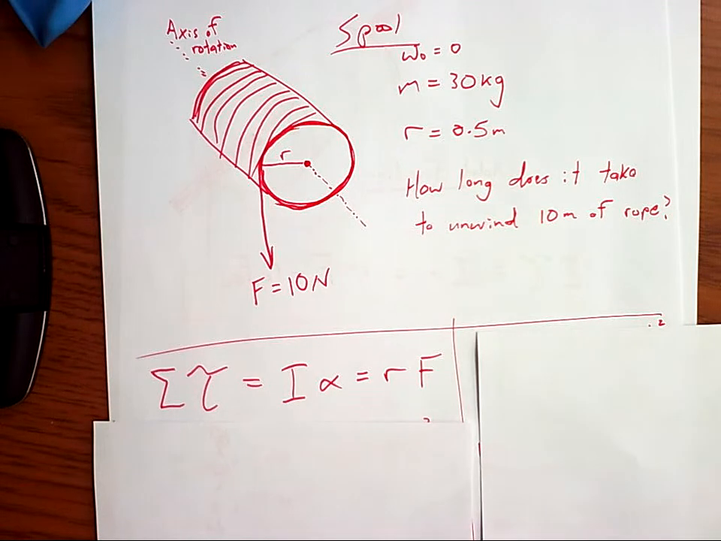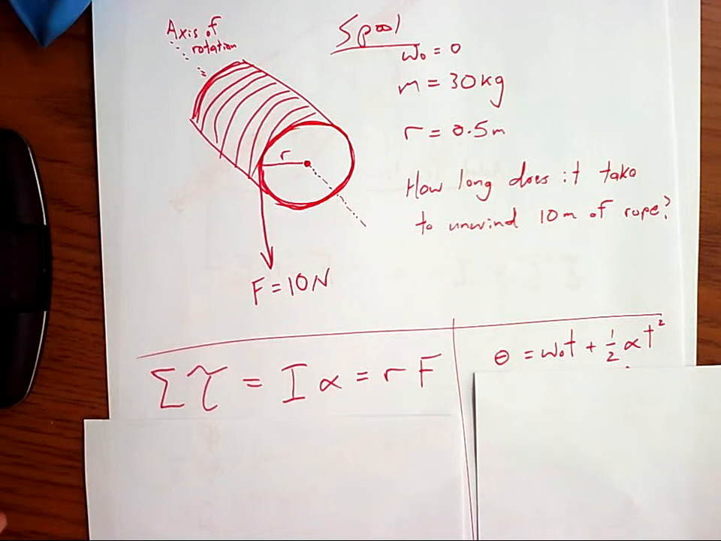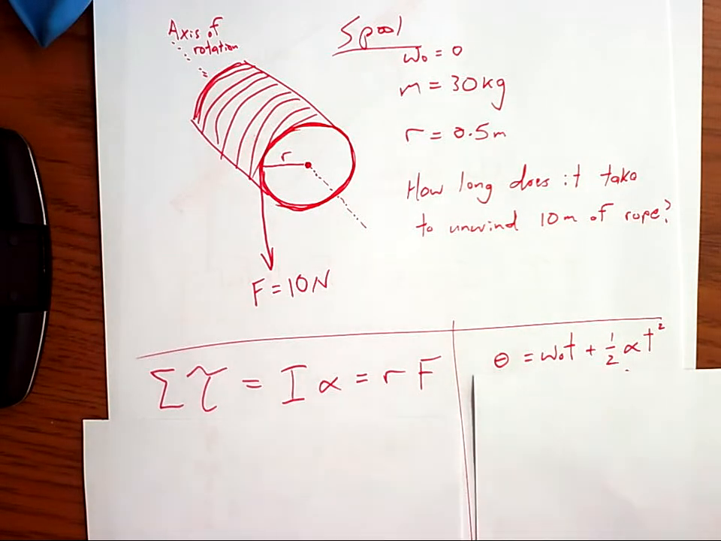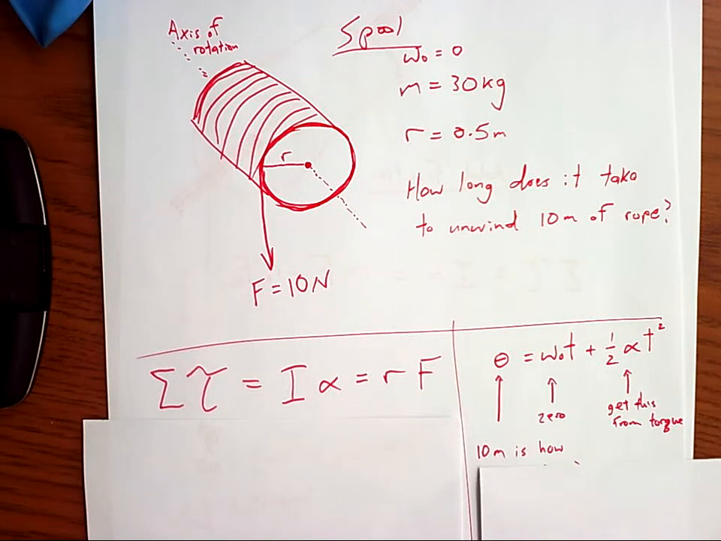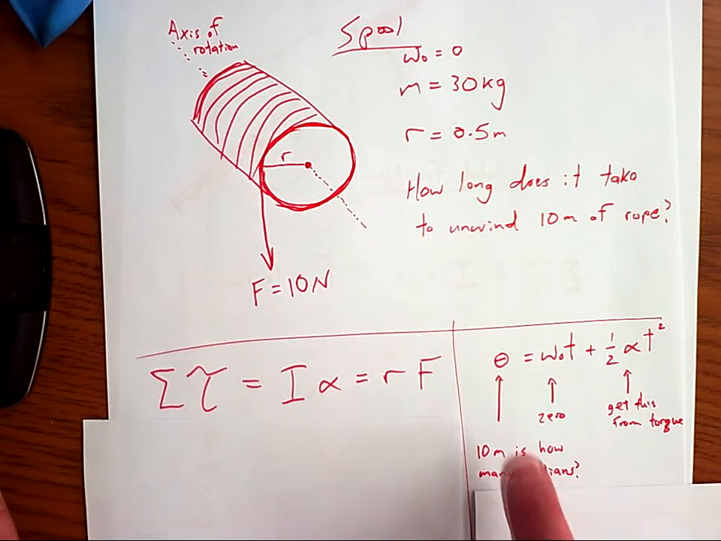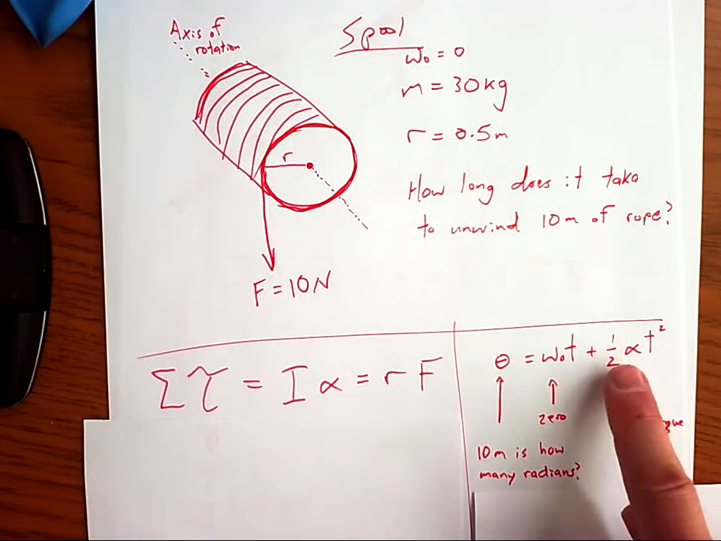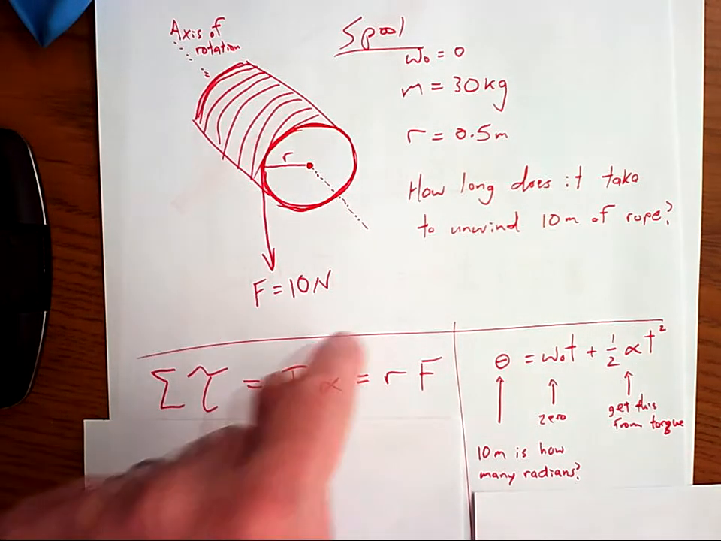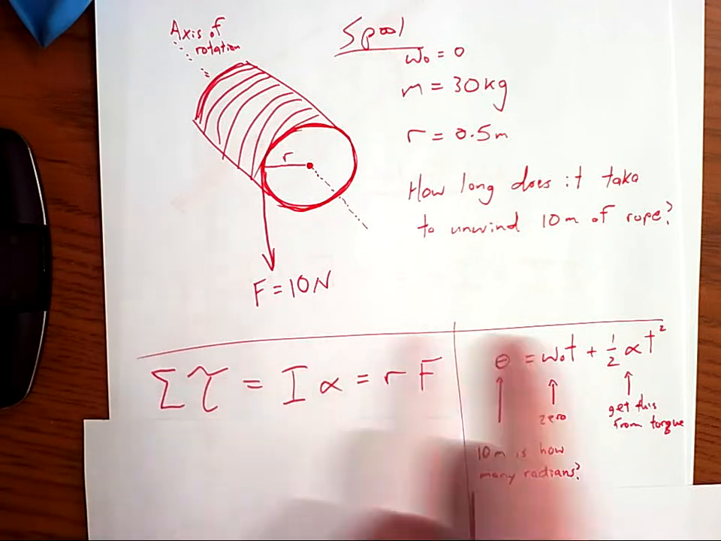So we're going to have to use the kinematic equations. Looking through the list of kinematic equations, the one that we'll end up using is theta equal to omega t plus 1/2 alpha t squared, where the starting omega is going to be 0. The theta we can figure out based upon the length of 10 meters of rope. And we're going to get this alpha from this equation over here. So we've got to solve this equation for alpha and then bring that over to here.